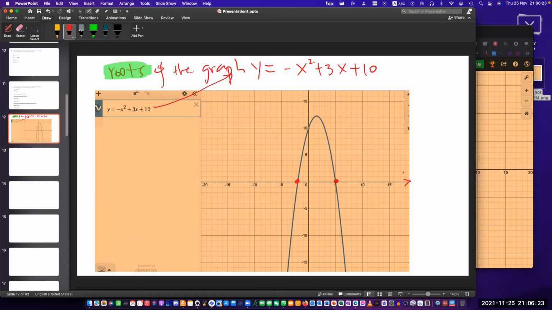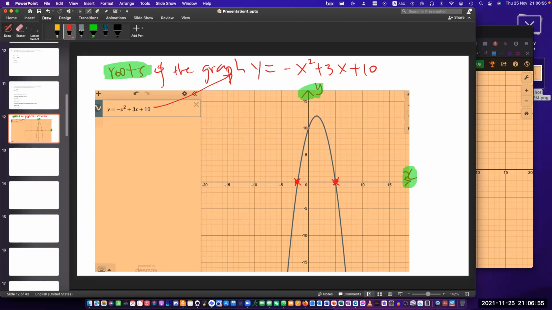So this is the x-axis, which is the horizontal axis, and this is the y-axis, which is the vertical axis. If they ask you for the roots of the graph, what they are asking you is these 2 points. Can you see these 2 points? They intersect with the x-axis. Basically, they are asking you to find out these 2 points.